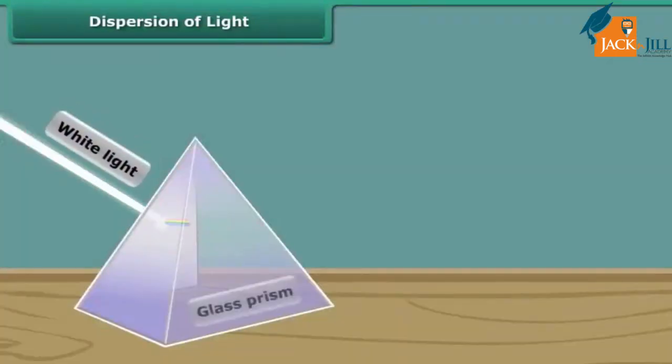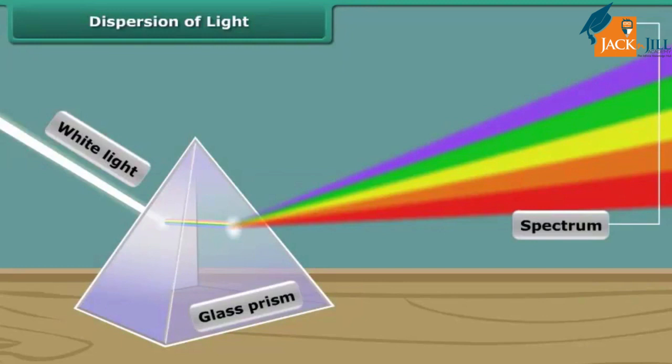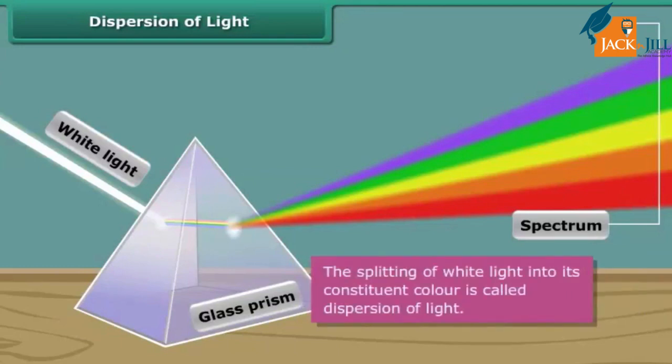When this light passes through a glass prism, the light splits into 7 colors. It means that the beam of white light has split up into its constituent colors. The group of these colors represents the spectrum of white light. Therefore, this phenomenon of splitting of white light into its constituent colors is called the dispersion of light.